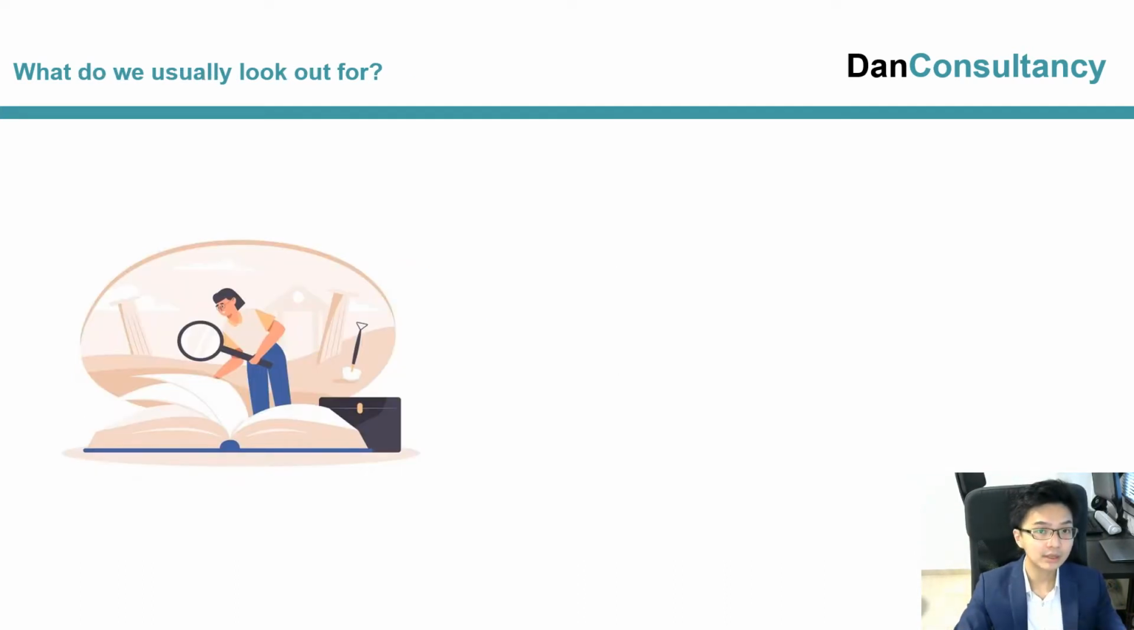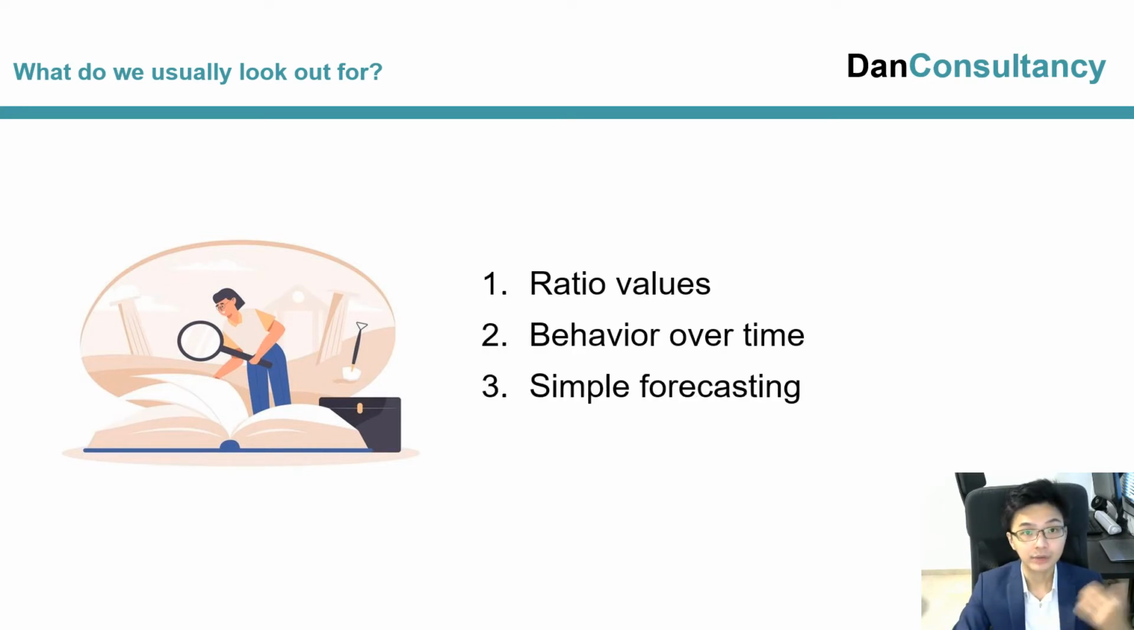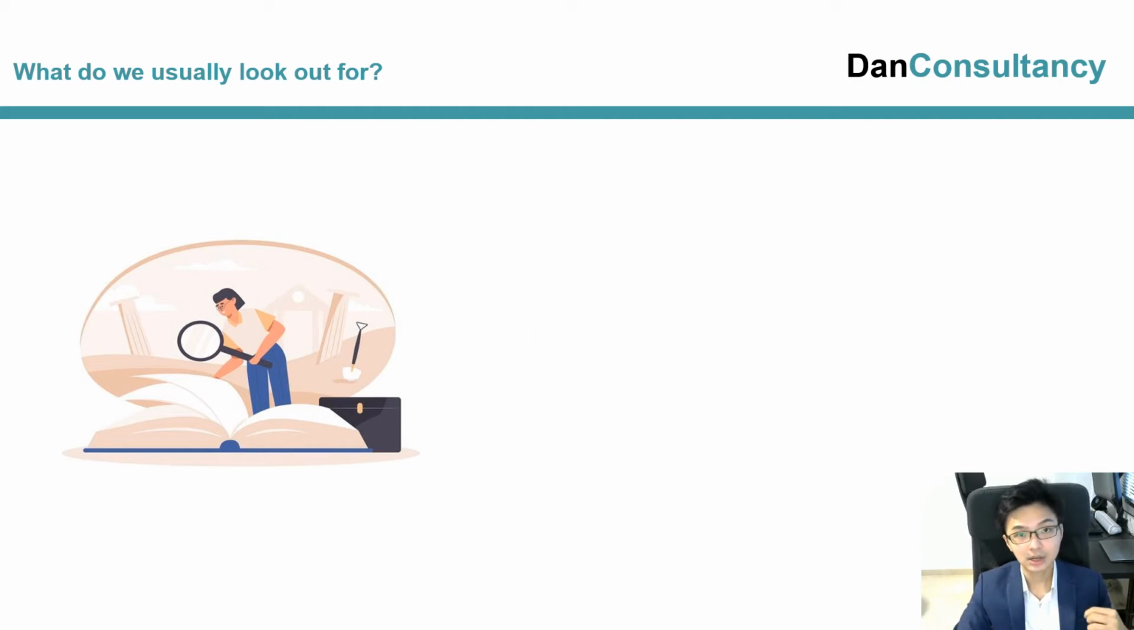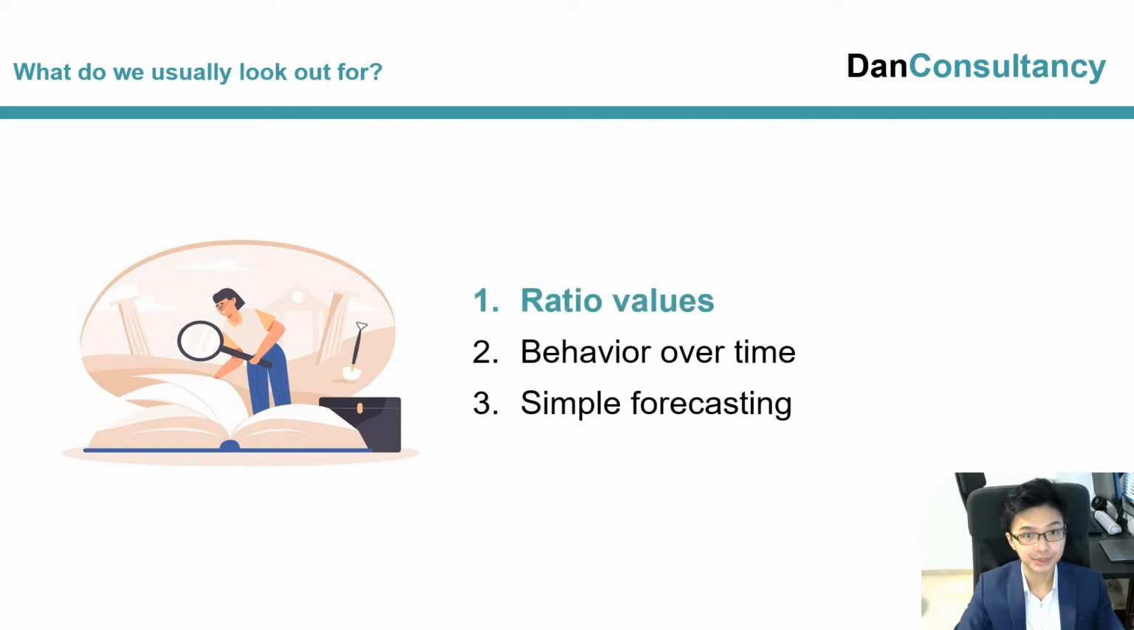When we are examining these ratios, there are a few key things that I'll look out for, mainly the ratio's current value, as well as its behavior over time, and then from there we can do a very simple forecasting to gain a better understanding of what the true worth of our investment is today. Don't worry, I'll walk you through each consideration one by one and explain to you what the thought process is. So let's start off by looking at the ratio values.